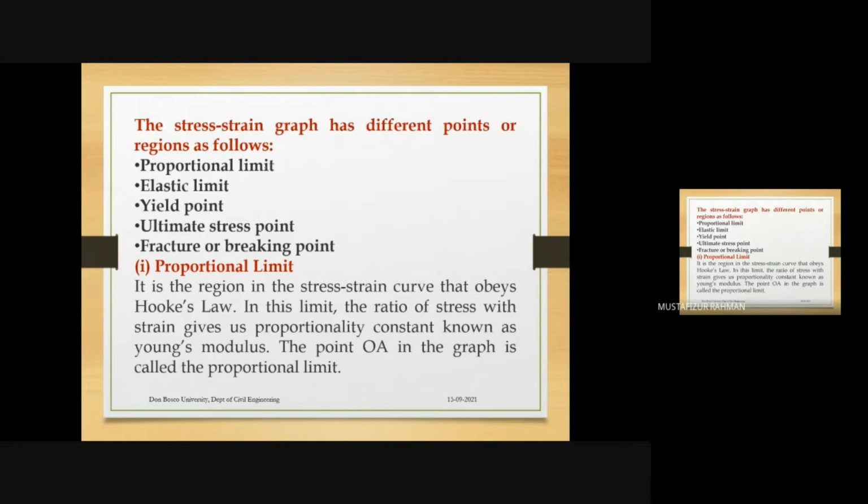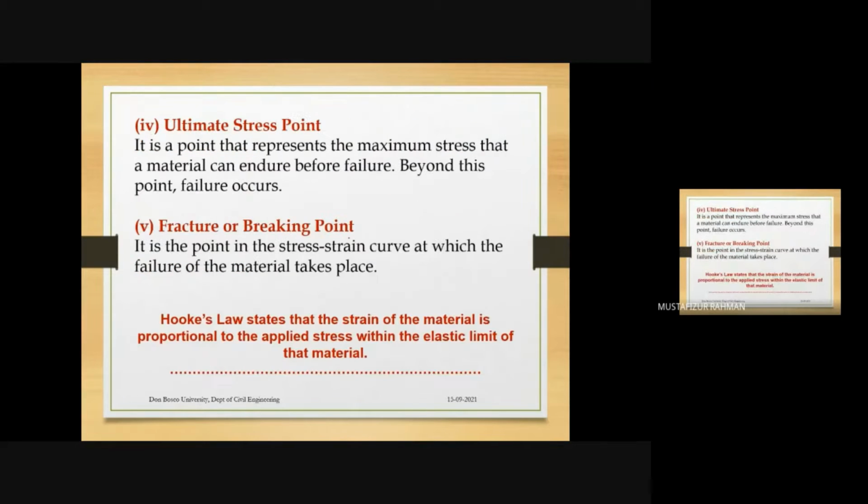So these are the definitions of various points: proportional limit, elastic limit, yield point, ultimate stress point, fracture or breaking point. We have already discussed this. You can go through the definition. Okay. So Hooke's law states that the strain of the material is proportional to applied stress within the elastic limit of that material. And we will use Hooke's law to find out various conditions of stress and strain, which we'll be using in analysis and design, etc. Okay. So that will be all for here.